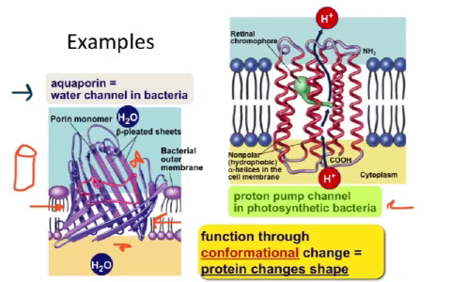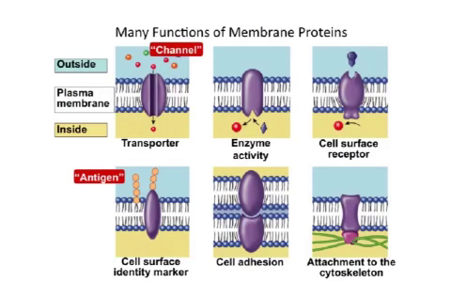This is very similar. This is a protein pump channel. Photosynthetic bacteria, also known as cyanobacteria, have this, and protons are charged, and therefore, even though they're small, they cannot go directly past the fatty acid tails of the phospholipids, and so similarly, they're going to need to go through a protein channel.